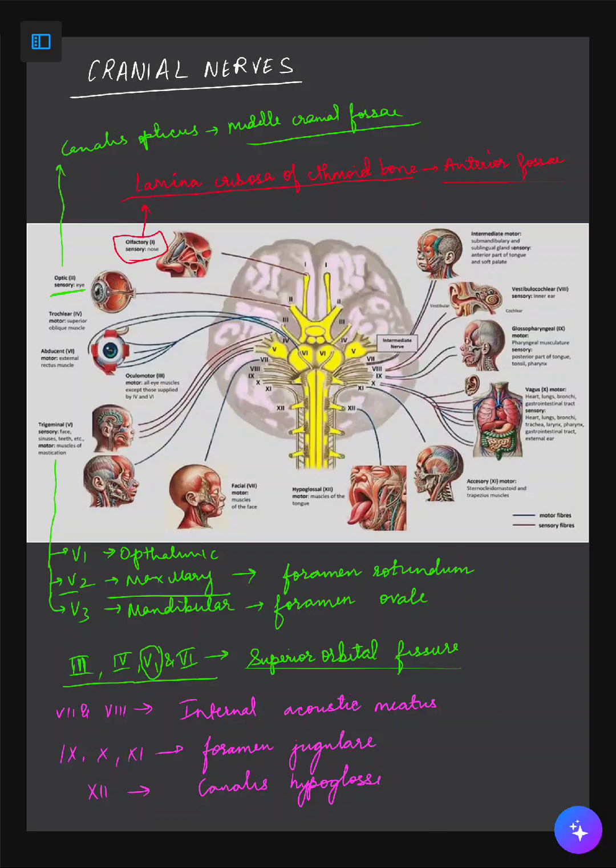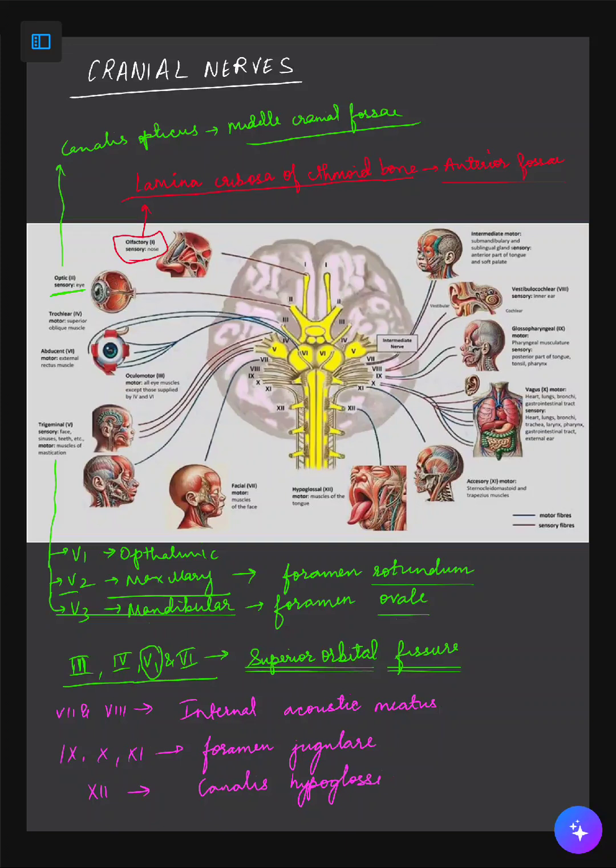V2, which is maxillary, is in the foramen rotundum. V3, mandibular, is in the foramen ovale. These are the nerves which open in the middle cranial fossa: optic nerve, oculomotor, trochlear, and trigeminal, which has three divisions: V1, V2, V3, ophthalmic, maxillary, mandibular. Ophthalmic opens into the superior orbital fissure, maxillary in the foramen rotundum, mandibular in the foramen ovale. And the sixth is abducent, which is in the superior orbital fissure.